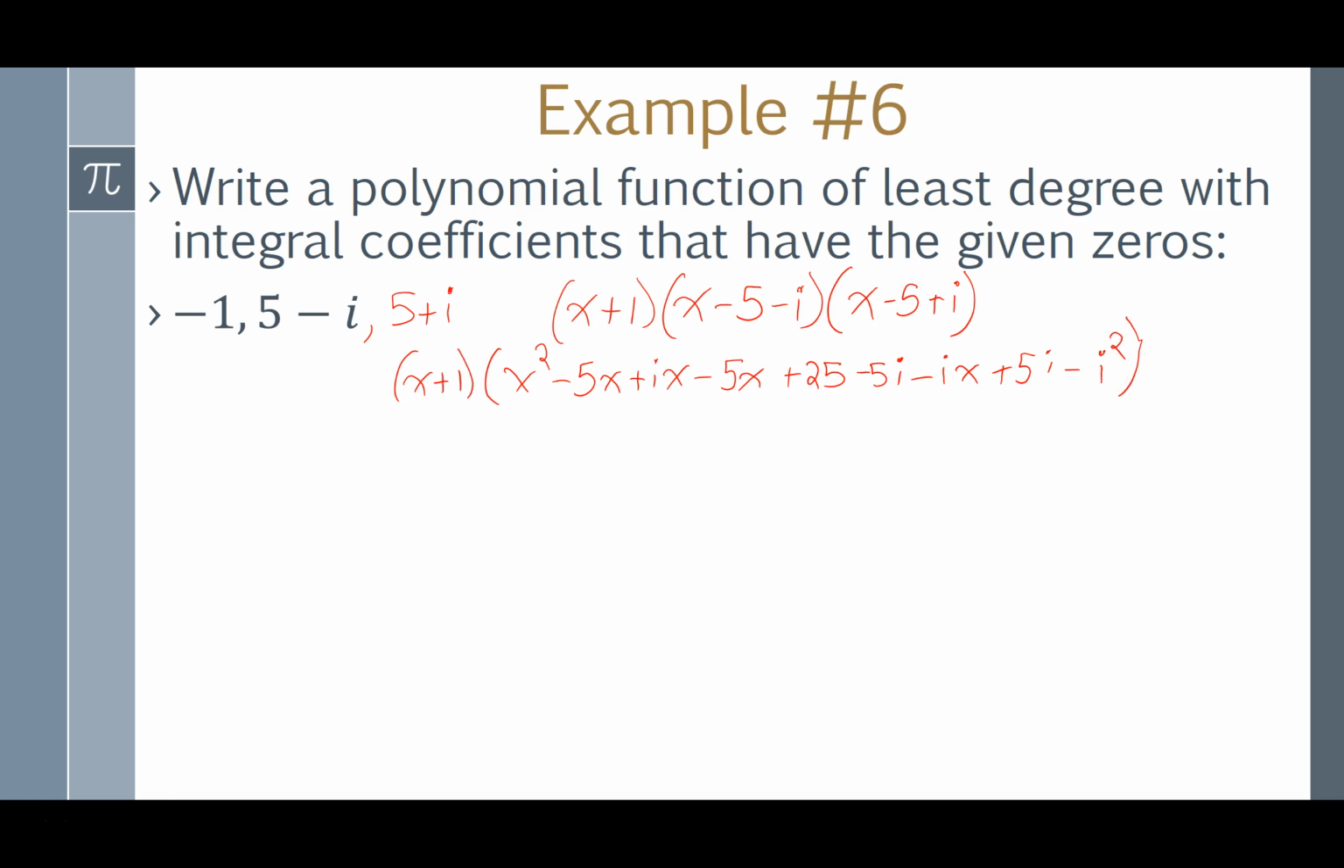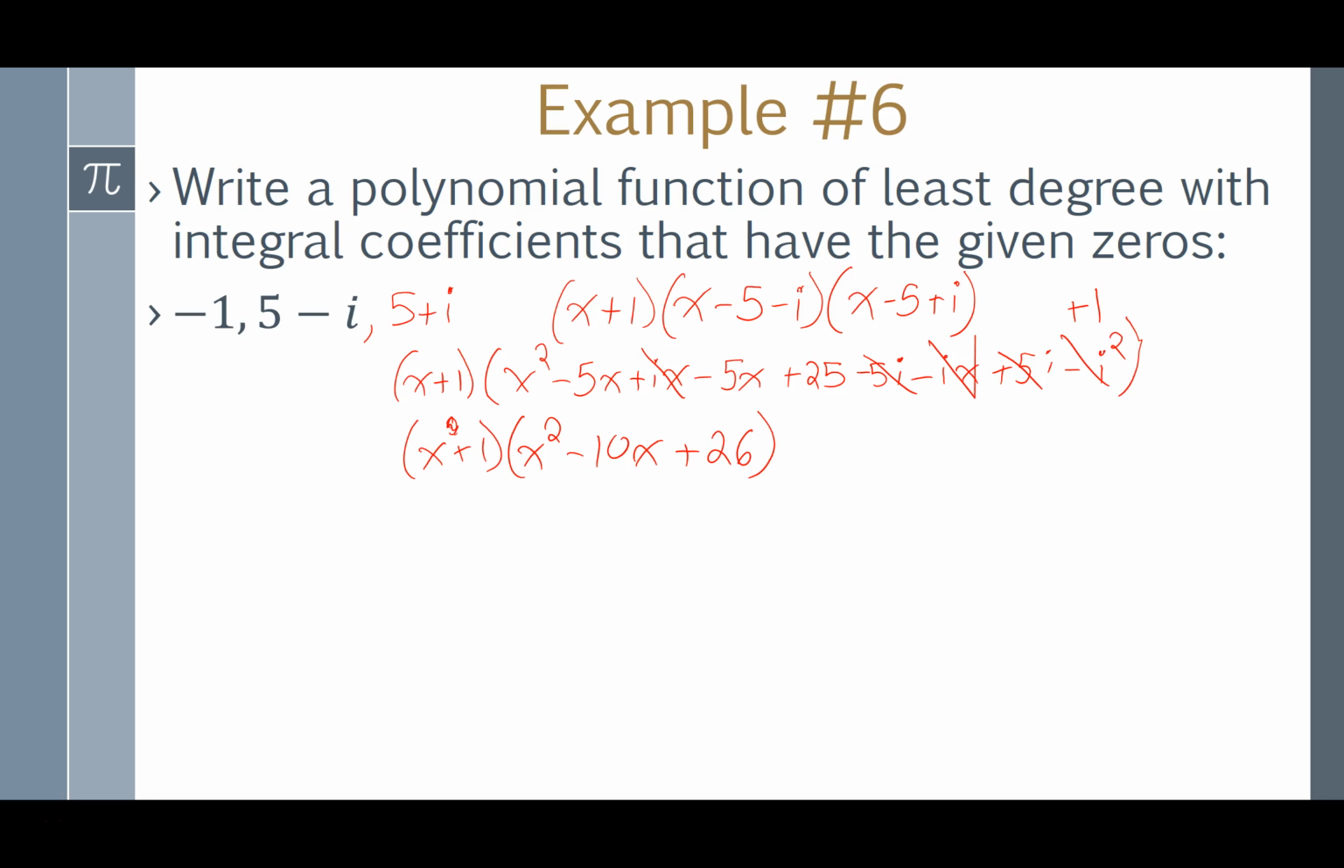And if you look at each one of our i terms, I've got a positive ix and a negative ix, so they cancel. I have a negative 5i and a positive 5i, so they cancel. And the negative i squared becomes positive 1. So now when we combine like terms in that quadratic, we have x plus 1 still. Now we have x squared minus 10x plus 26. As we can see, all the i terms went away.